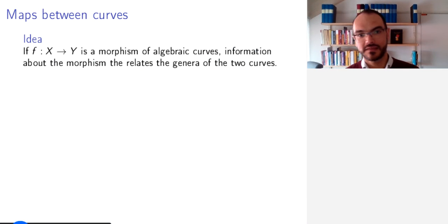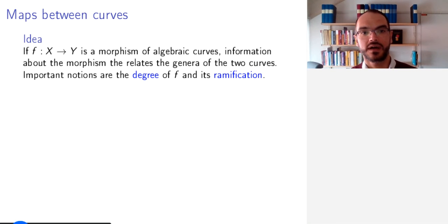The idea is that if you have two reasonable algebraic curves and a map between them, you should be able to understand the geometry of one from the other. More specifically, the information about the morphism f should relate the genus of one of the curves to the genus of the other. The notions here are the degree of a curve and the ramification of the curve.